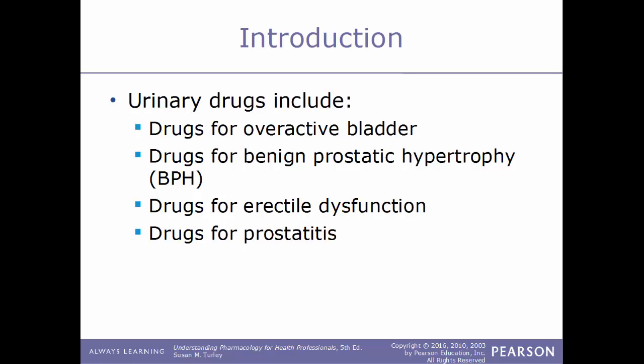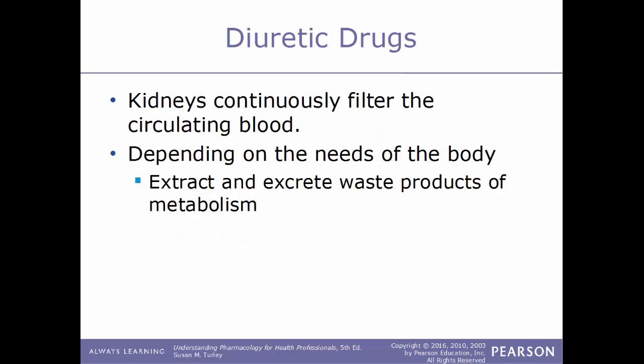So all these drugs I just listed fall in the category of urinary drugs because they involve the urinary tract in some manner. All right, we'll start off with diuretic drugs. Of course, the main organ of the urinary system would be the kidneys, and the kidneys continuously filter circulating blood, and depending on the needs of the body, will extract and excrete waste products of metabolism.